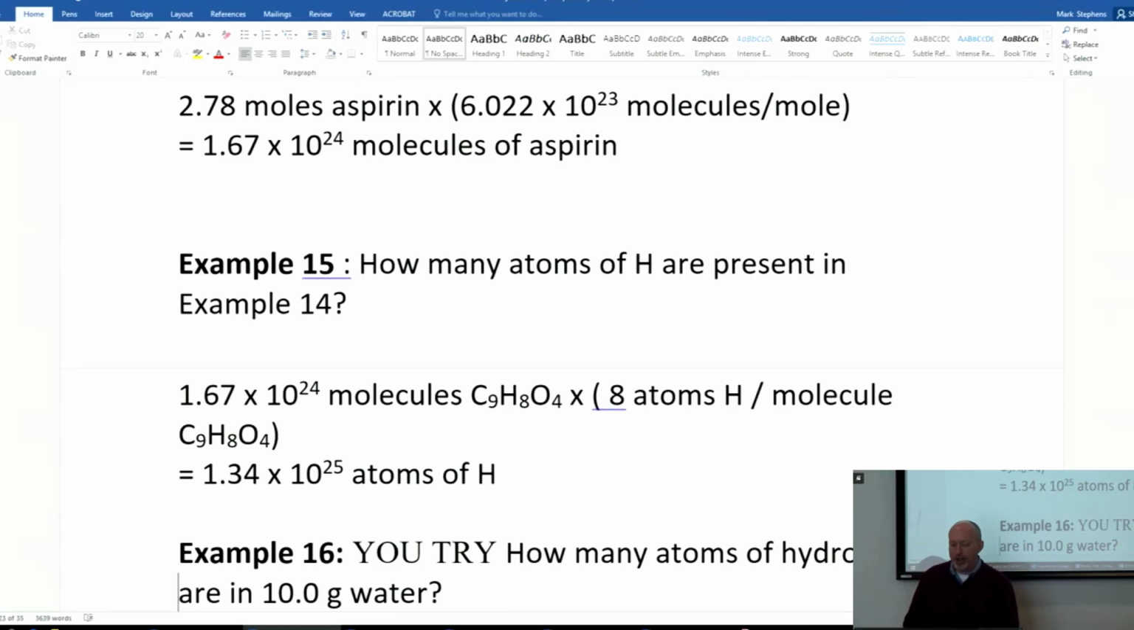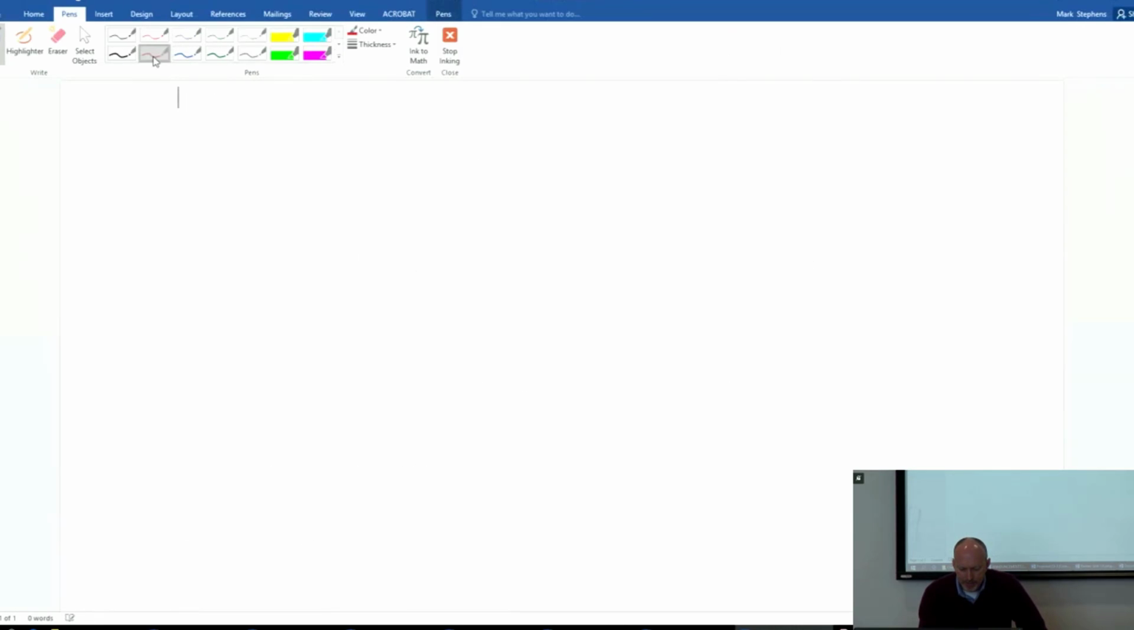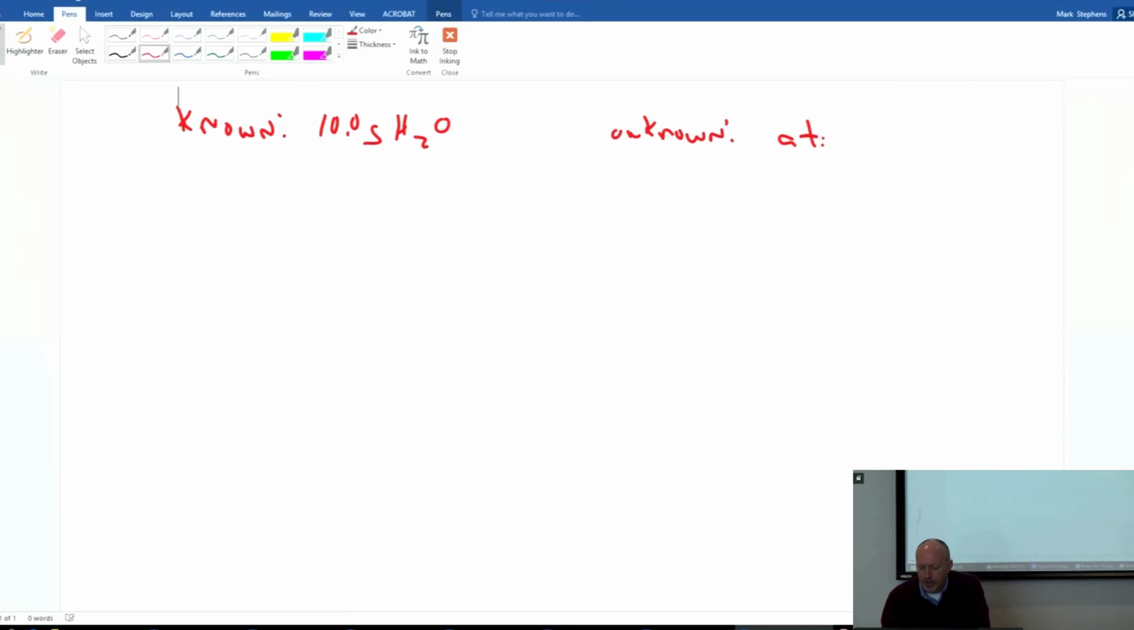All right, so let's try one more. How many atoms of hydrogen are in 10 grams of water? We're going to solve this problem in the 4 steps that we just looked at, same way that we did. So my known this time is 10 grams of water, and my ultimate unknown is atoms of hydrogen.